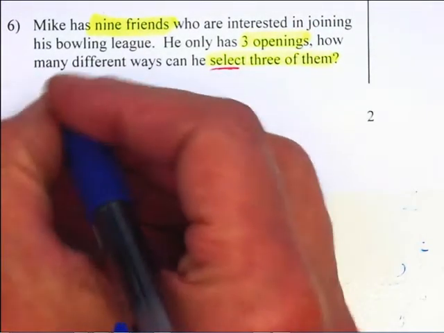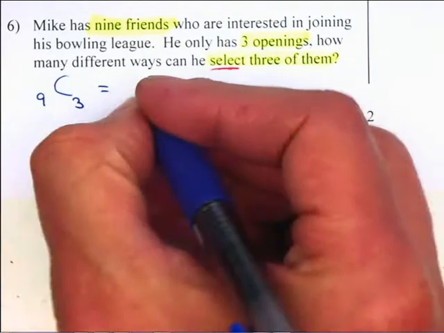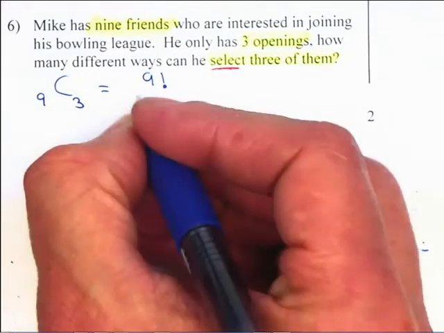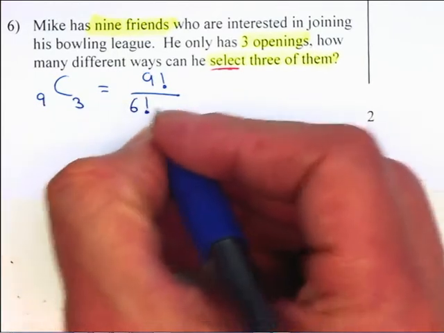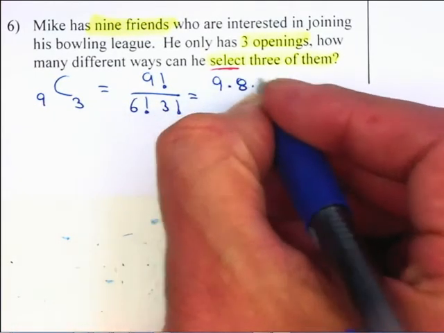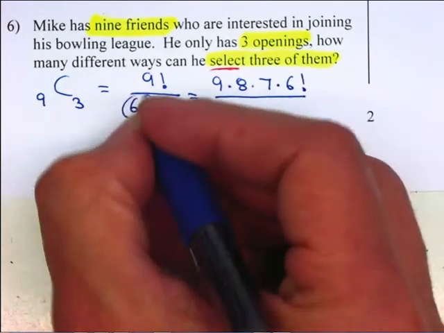You're selecting all 3 of them at the same time. So in this case, how many are available? 9. How many are you selecting? 3. So expanded, 9 factorial in the numerator, denominator 9 minus 3 will be 6 factorial, and then 3 factorial. 9 times 8 times 7 times 6 factorial. That will cancel with the 6 factorial.